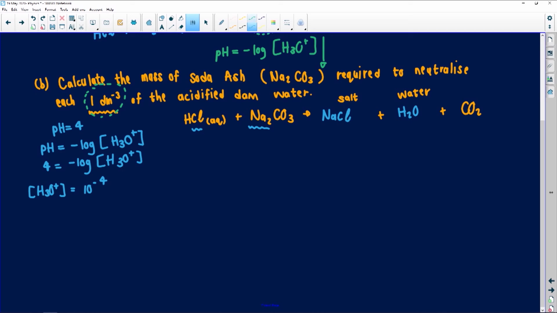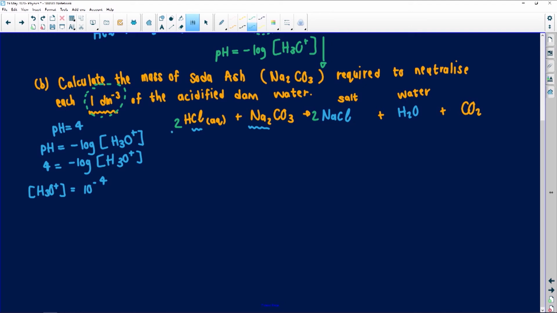NaCl. Already this means this is not balanced. Let's see if we can balance it. I've got 1 hydrogen here. I've got 2 hydrogens there, so I must put a 2 there. I've got Na2A. Let me see. I've got 2 Nas there. I've only got 1 there. I'm going to put a 2 there. And then my equation is balanced.